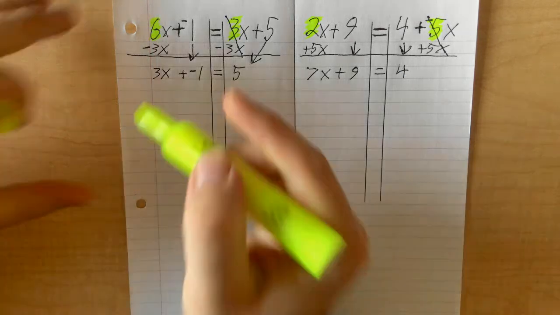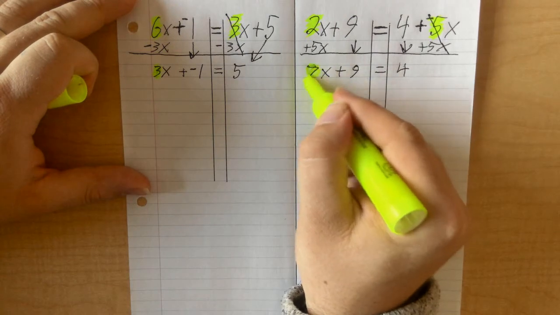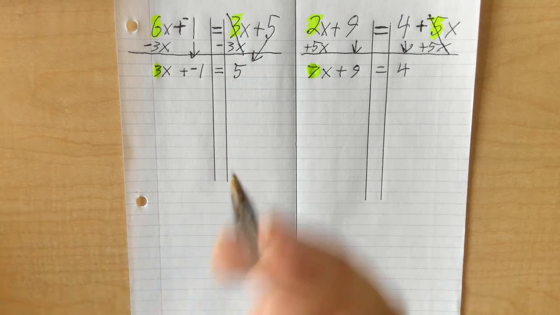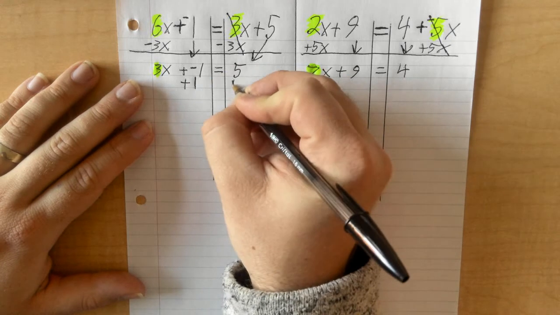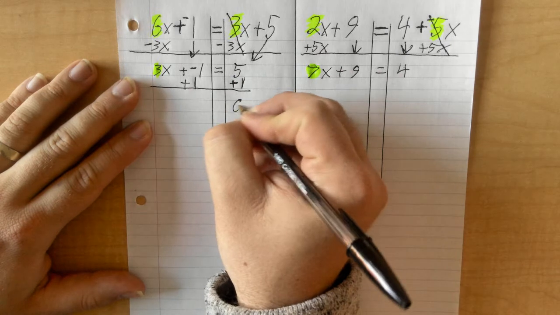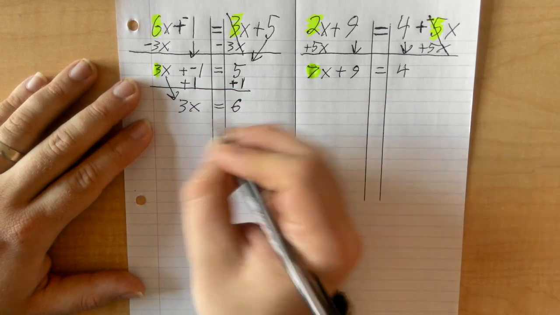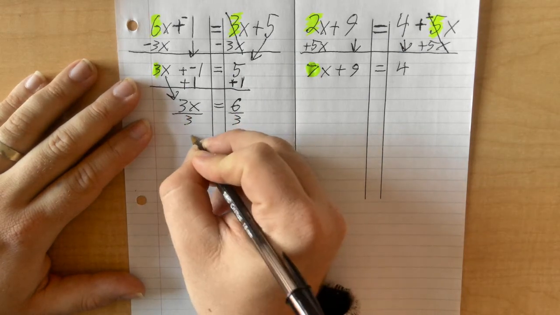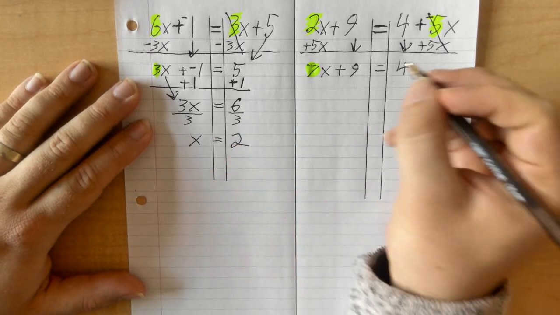Again, I'm going to highlight my coefficients. So that just tells me that I have a lot of numbers here. Some of them are coefficients, though. We're going to start with the constants. I'm going to add 1, right, to each side here. Negative 1 plus 1 is 0, so I have 6. Bring down the 3x. Right? And for my last step, I'm going to divide by 3, using that inverse operation here. So 6 divided by 3 is 2.